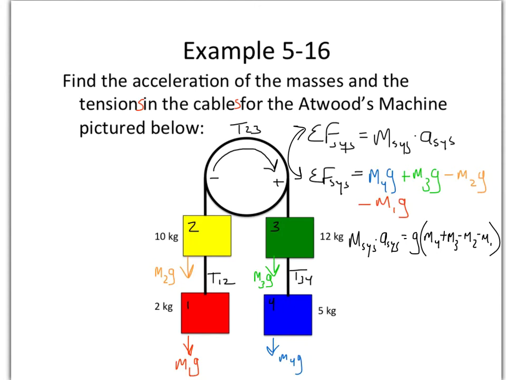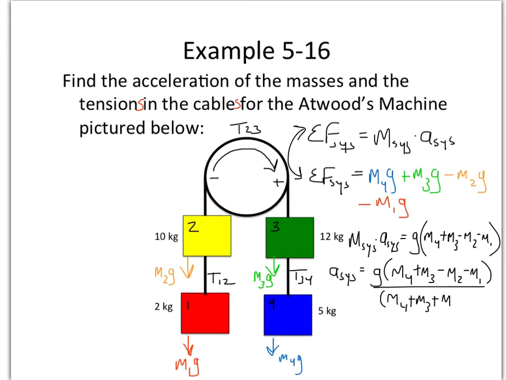So therefore, the acceleration of our system is going to be g out front, gravity, times m4 plus m3 minus m2 minus m1, all over the sum of those masses, right? Because we're taking our mass of the system and dividing it down below. So it's going to be mass 4 plus mass 3 plus mass 2 plus mass 1. The difference in the forces is still going to have to accelerate the whole mass of the system. So that's going to be divided by m4 plus m3 plus m2 plus m1.